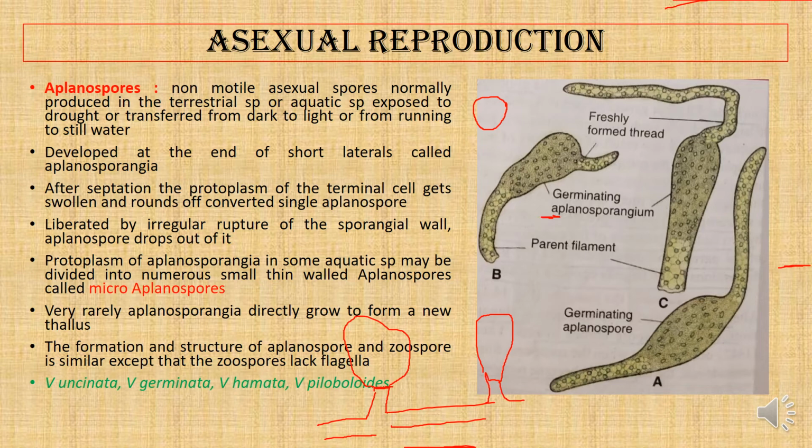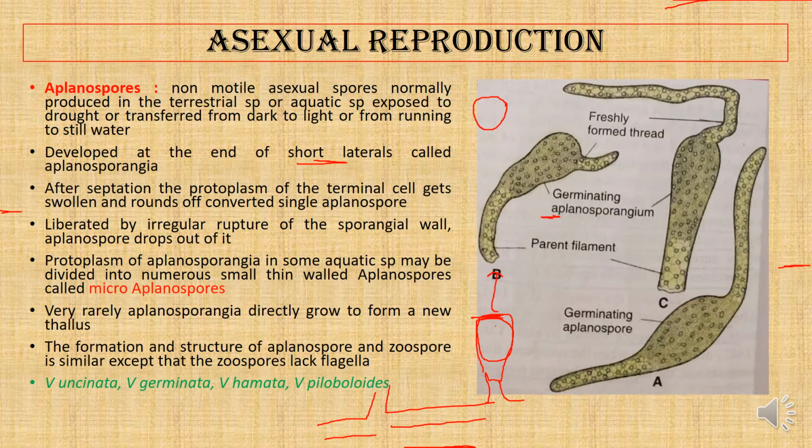So this club shaped structure is formed, and after the club shaped structure is formed, the protoplasm retracts from the cell wall, turns round, and gradually matures to form an aplanospore. So they are also developed from the lateral branches. And sometimes it happens that this aplanospore that is developed here is liberated by the gelatinization of the wall, and then once they fall to the ground, they start germinating. This is how the germination occurs.